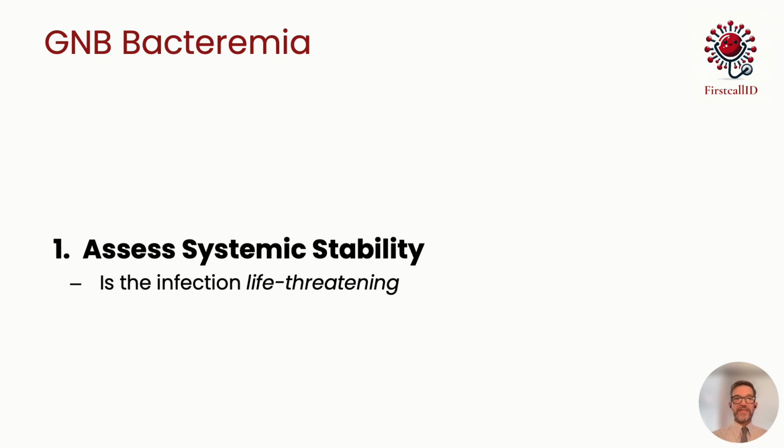So the first point is to assess the stability of the patient. Is this a life-threatening infection? Because the severity of presentation can influence the breadth of our empiric coverage. The idea is, what is the downside of being wrong? What if our empiric coverage doesn't actually cover this particular pathogen?